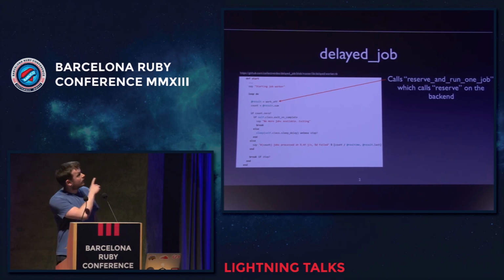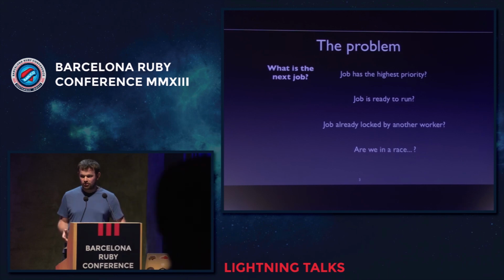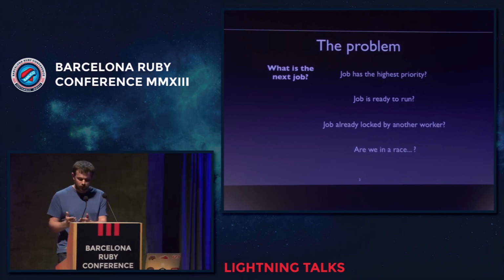The problem is that the line I've highlighted, work off, has a key problem, and that's what's the job to actually process. There's a bunch of different things that go into deciding what the next job for a particular worker is to process. It's the job that has the highest priority of the set. Is the job ready to run? Has it got a future dated timestamp, stuff like that? Is it locked by another worker? We want to ignore it if that's the case. And are we in a race condition with another worker that's doing the same thing? We have to be very careful about how we lock access to it.